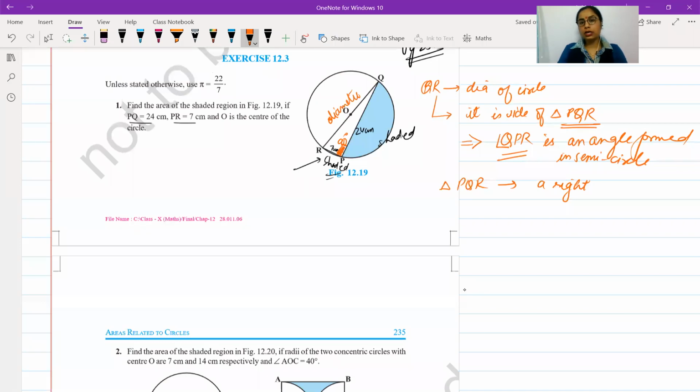Now, what will we do to find the area of the shaded portion? Observing that this is a semicircle, from the semicircular area, we are going to subtract the area of the triangle, the triangle that's formed. So if from this semicircular portion, we take away the area of the triangle, we will be left with this shaded region.